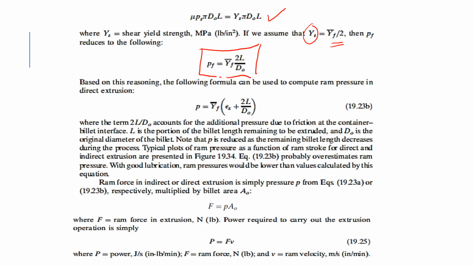If the worst scenario happens, assuming the stress equal to the yield strength, this equation will be produced. Then if we assume that the YS is half of the average flow stress, PF will be reduced to this equation. PF equal to YF 2L over D naught, so that we can simplify the equation for the PF. Based on the reasoning, the following formula can be used to compute ram pressure. So we can calculate the ram pressure using P equal to YF times epsilon x plus 2L over D naught. Then we can also calculate the force using this equation. This is the same like previous one, and then power is calculated by using P equal to FV.